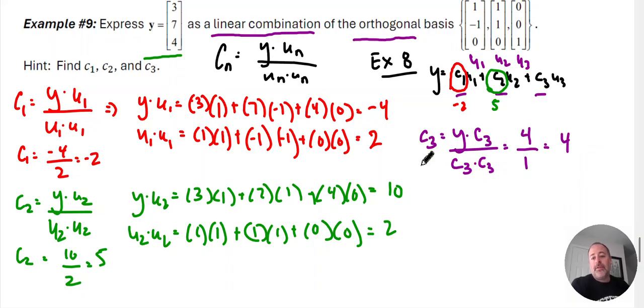So our final answer for this question is that y, let me change my color one more time. Let's get a different color. You guys know how much I like my different colors here.